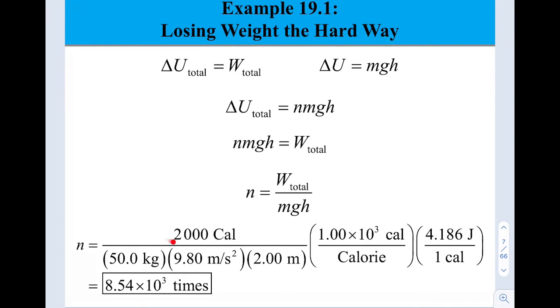So the W total to be done is 2000 calories, which must be converted into joules first. Because this is a big C, first thing first, you need to convert it into small c, and then after that convert it into joules, divided by m, g, and then h. So you have 8.554 times 10 to the power of 3 times.